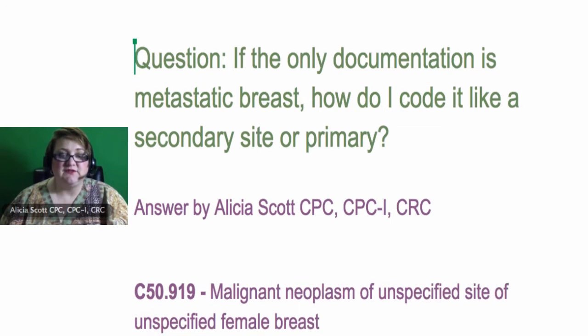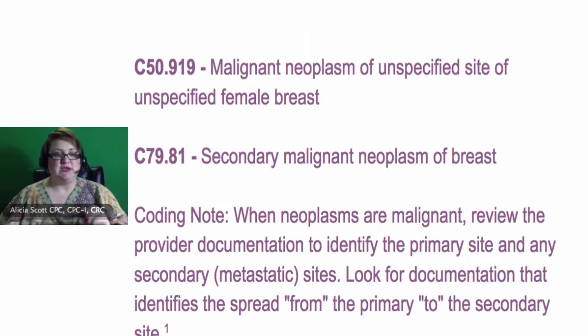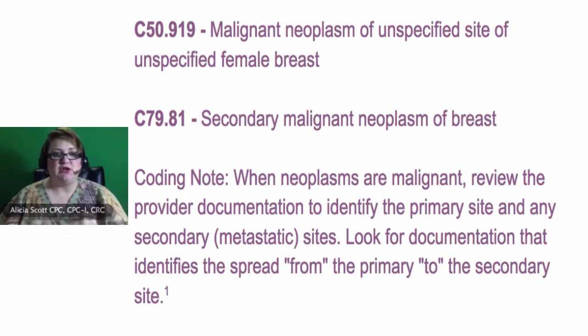Well, it's very easy to get confused, like I said, but you have two options with it just saying metastatic breast. You could go with C50.919, malignant neoplasm of unspecified site of unspecified breast. That is an option, but a better and the best option is C79.81, secondary malignant neoplasm of the breast. And I'm going to now explain why that's the best choice.